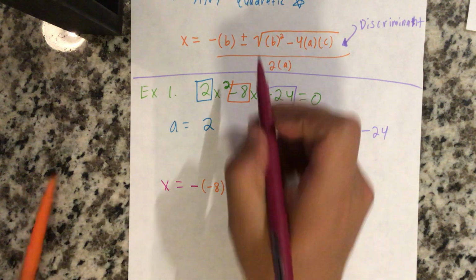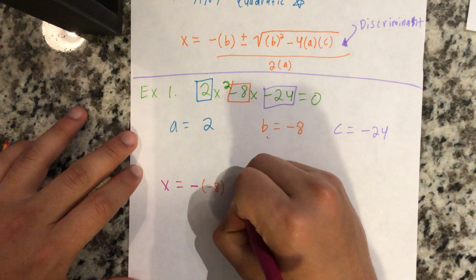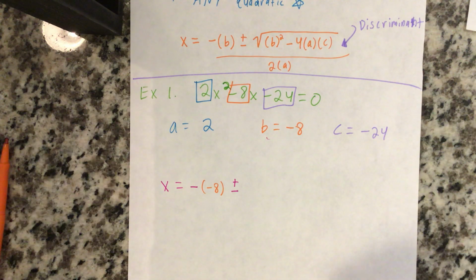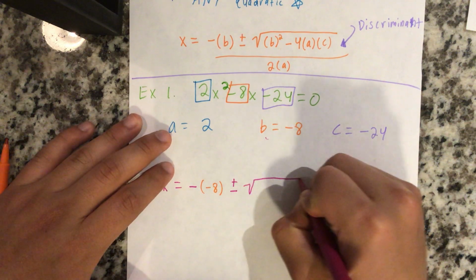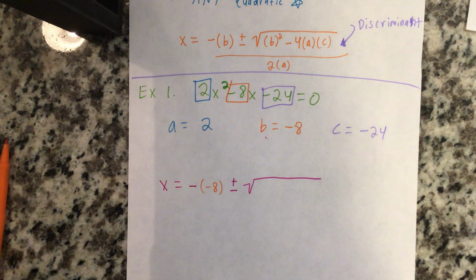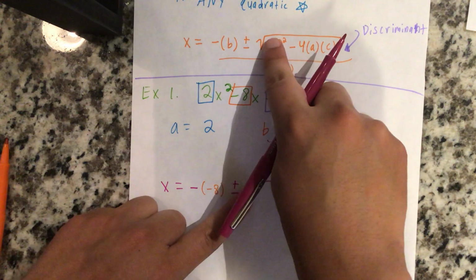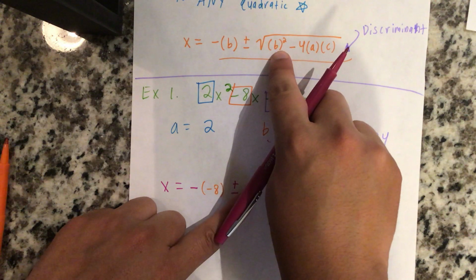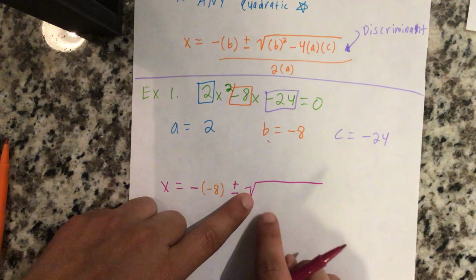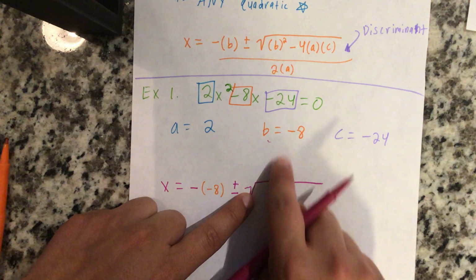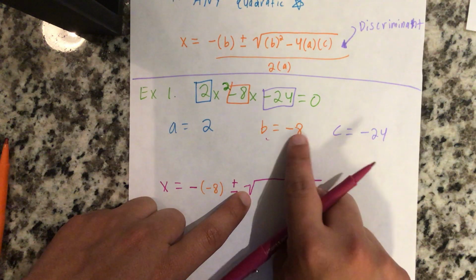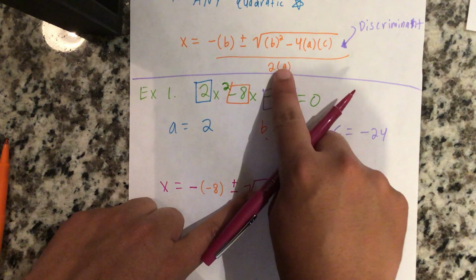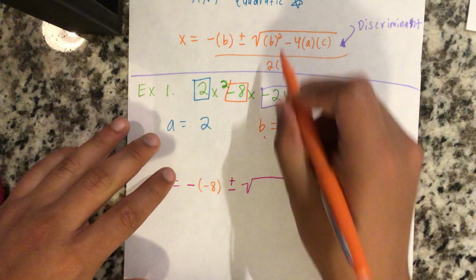Okay, then I have plus or minus. That stays the same, right? That's not a letter we can change. The square root, I also can't change that, so I'm going to leave that just as it is. Okay, so I'm following along. Now I have b squared. So in the radical, I'm going to put parentheses negative 8 squared, right? Because it's b squared.